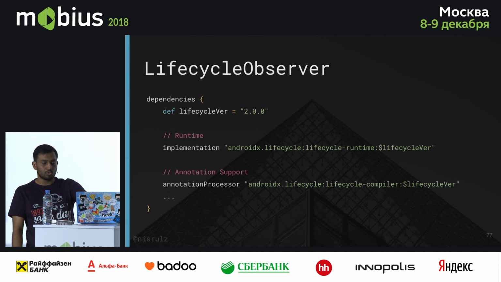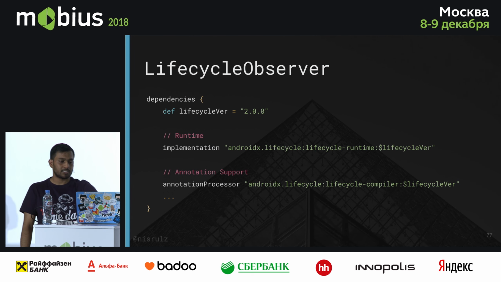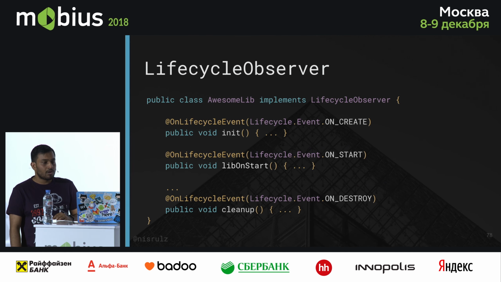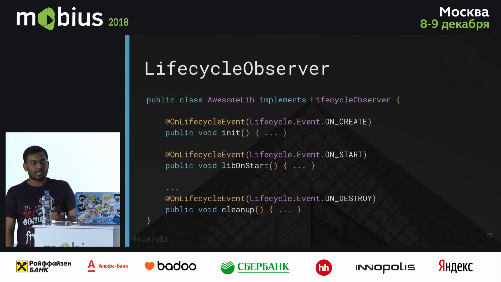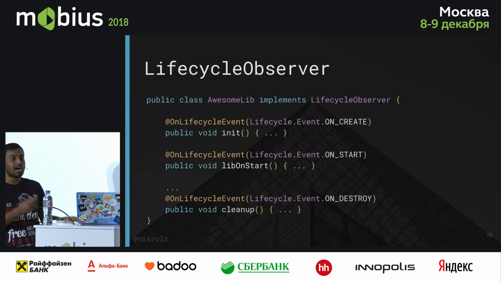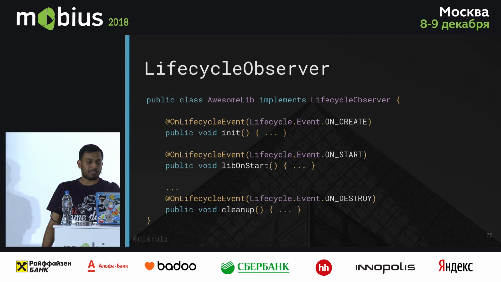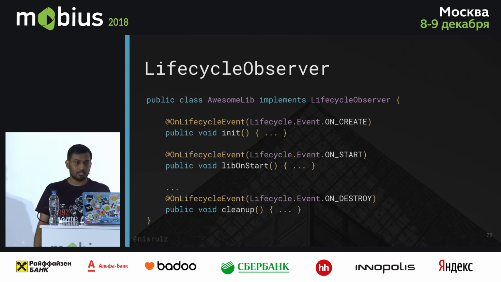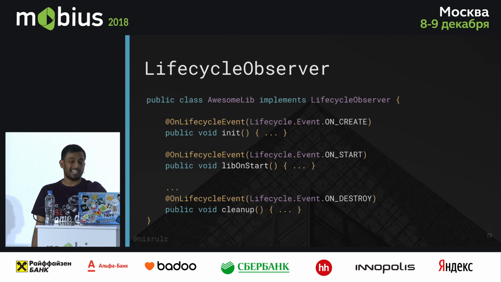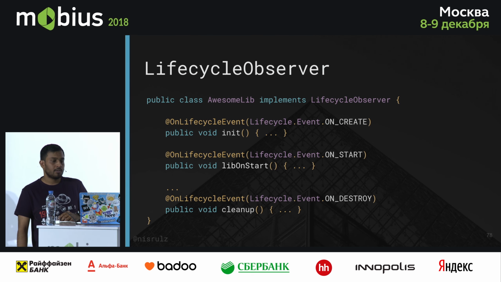To do that, I had to include these dependencies. There's this dependency called Android X lifecycle runtime and then lifecycle compiler. And then for my library class, I go and implement the lifecycle observer. Lifecycle observer is an empty interface. It just marks that it's a lifecycle observer. And then for every kind of method, I mark when they should be triggered. So it's going to happen automatically. I'm just marking them by saying on lifecycle event, on create, trigger init. On start, trigger lib on start. On destroy, call the cleanup method automatically.